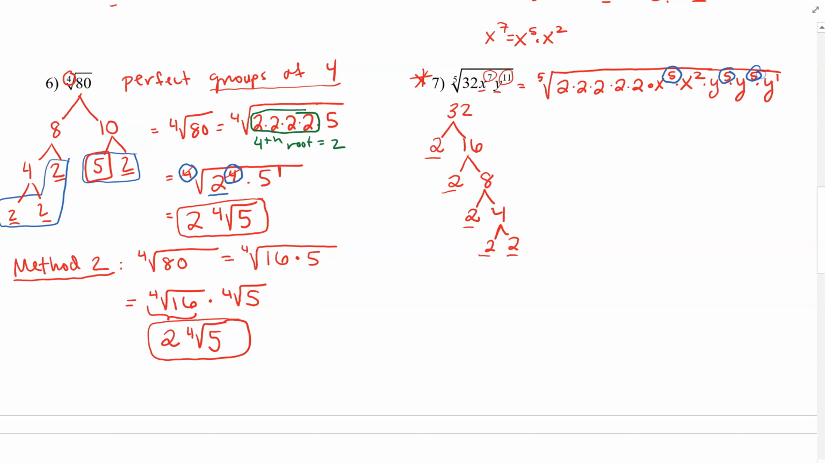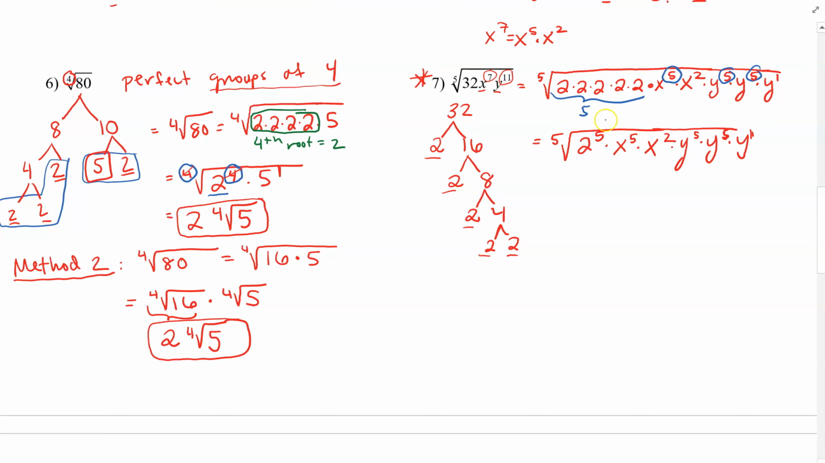I'm trying to get index-sized groups. And actually, this is going to be one in a second. So let me rewrite that. I've got the 5th root of 2 to the 5th, because I had 2 times 2 times 2 times 2 times 2, 2 to the 5th, times x to the 5th times x squared, because 7 is 5 plus 2, times y to the 5th times y to the 5th times y to the 1st, because 5 plus 5 is 10, plus 1 is 11.